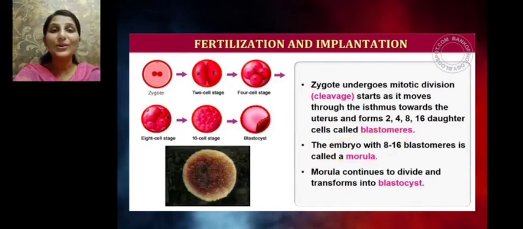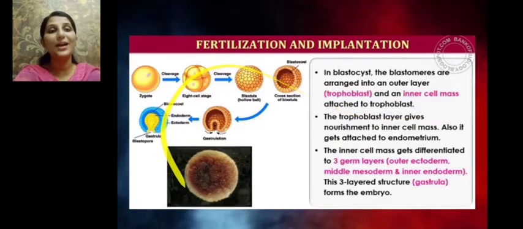So the zygote undergoes repeated division, and this division is called cleavage. It forms an embryo. The embryo with 8 to 16 blastomeres is called a morula. The morula continues to divide and transforms to form a blastocyst. We can see the 2-celled, 4-celled, 8-celled, 16-celled stage, and then the morula is converted into a blastocyst. In the blastocyst, the blastomeres are arranged in a particular pattern.